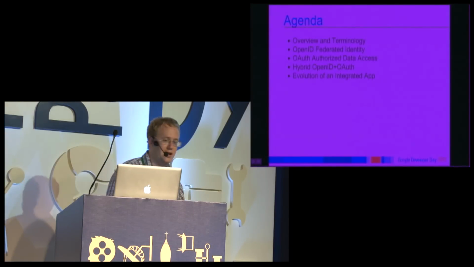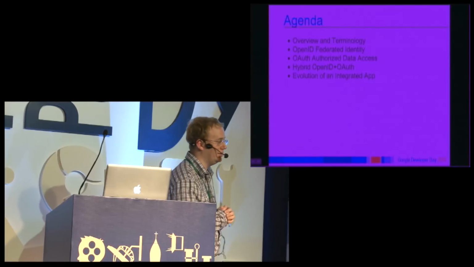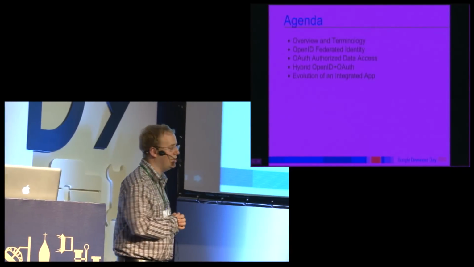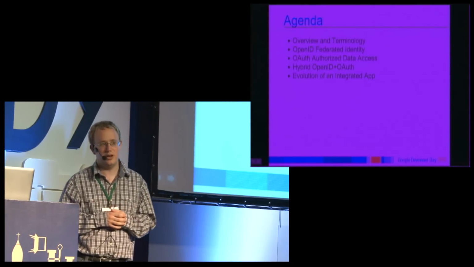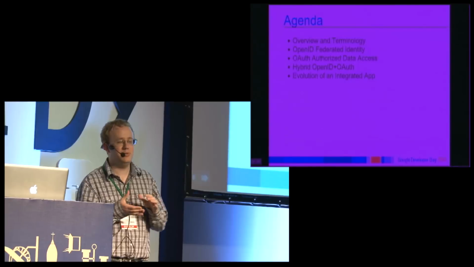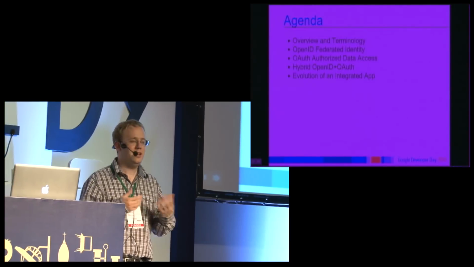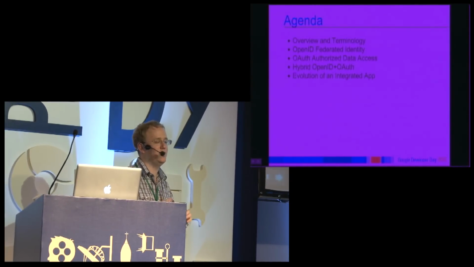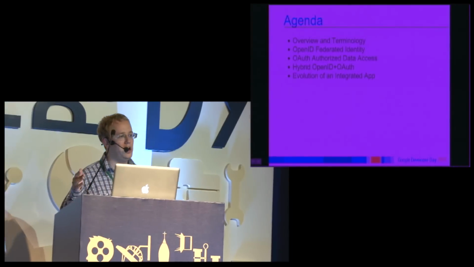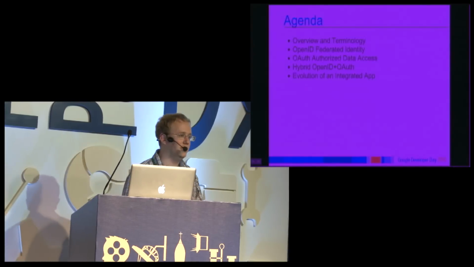So today we're going to talk about an overview of the different terms that are involved with OpenID and OAuth. We're going to talk about each of those protocols. Then we're going to talk about the hybrid combination of the two. And then I'm going to go through a practical example of an application that's been around for a while and show how it's evolved through these different protocols.